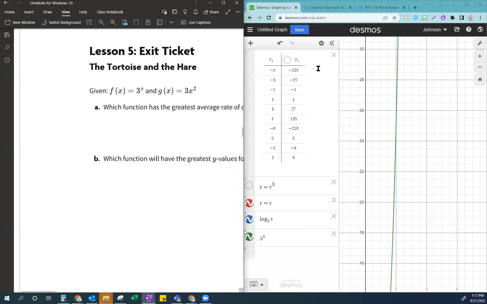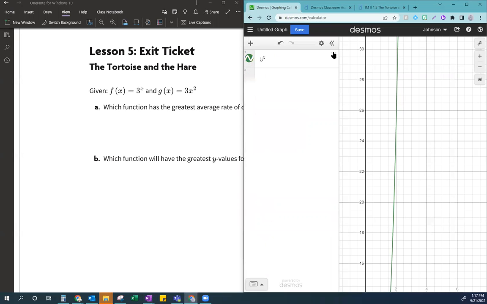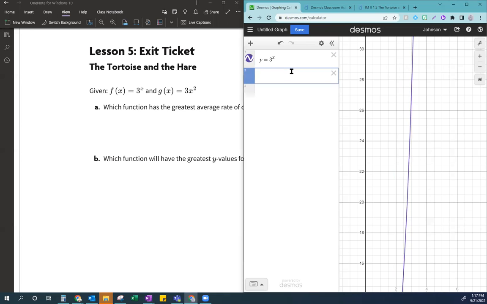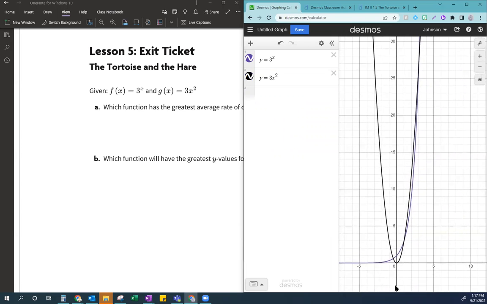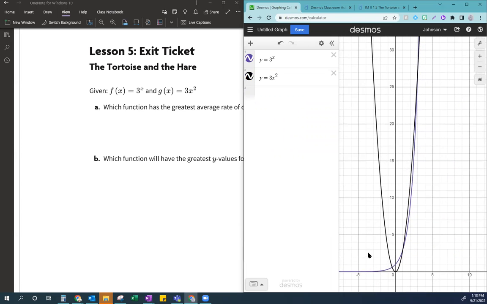Let me turn all these off because this is what I was recording earlier today. Okay, so I have y equals 3 to the x, and then I have y equals 3x squared. And so right here, it kind of looks pretty similar. But let me go home, let me center my graph and look at it a little bit more. If you remember, this is kind of like the tortoise and the hare. Remember the tortoise got that head start and then eventually caught up.